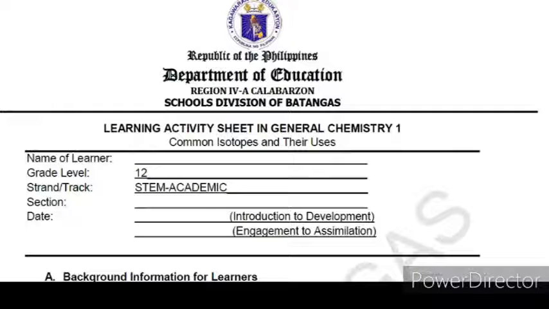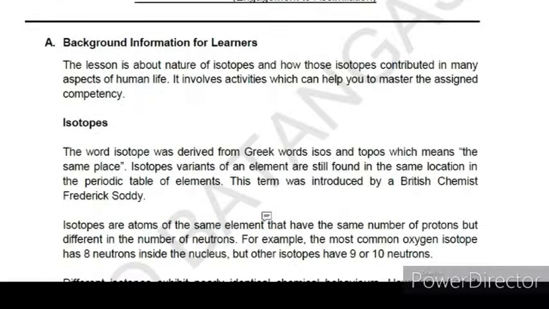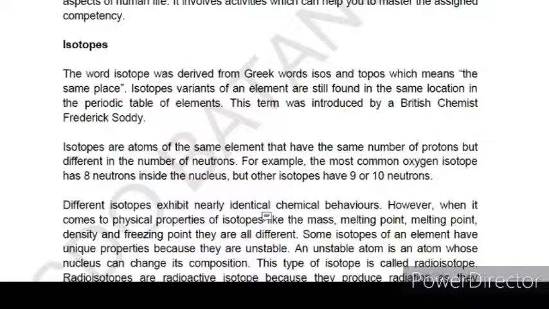Welcome again to our fifth explanation for the LAS number 5 entitled Common Isotopes and Their Uses. This is just a run through of the learning activity sheet provided by the Schools Division of Batangas for General Chemistry 1. Just a discussion about some of the information for learners about isotopes and some of the activities that require some computation. Paano ba gawin ng mga ito? Yung mga activities na nangangailangan ng additional information for this learning activity sheet.